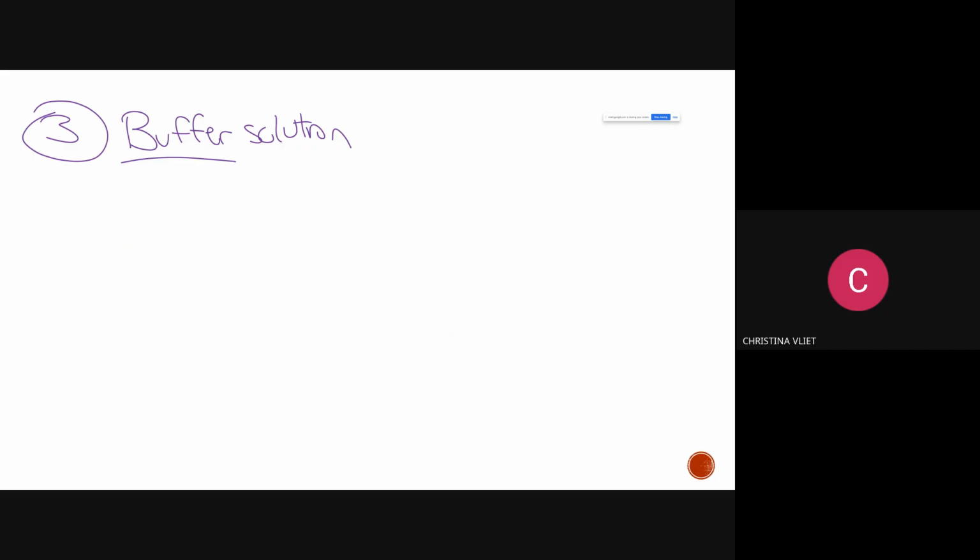They may not. If they don't mention you have a buffer, then they're giving you one of the following 2 scenarios. They're either provided with concentrations of weak acid and conjugate base, which can show up as an ionic compound, which we call a salt, right? And what is the other way they could have you make a buffer?